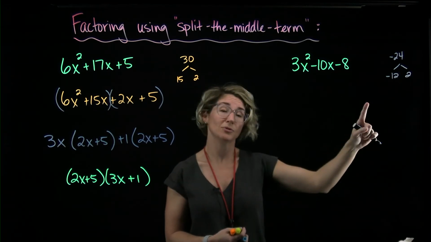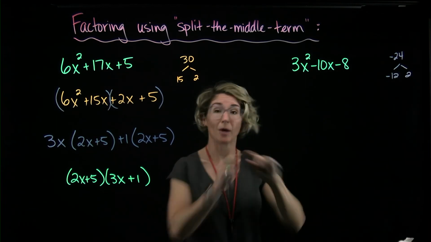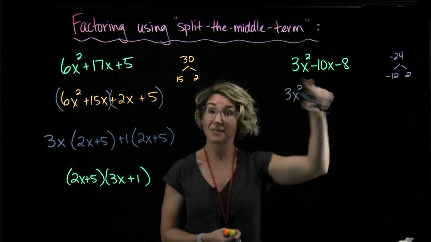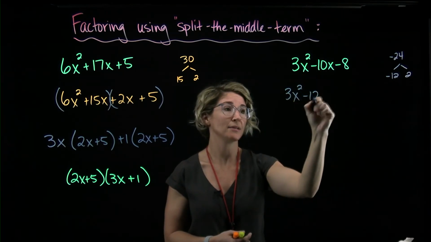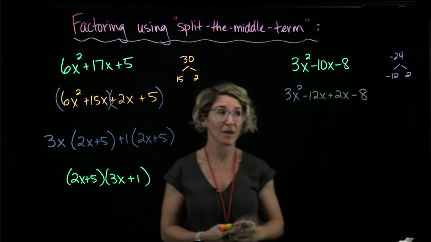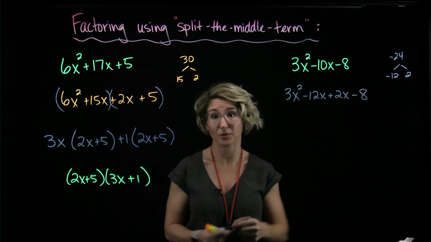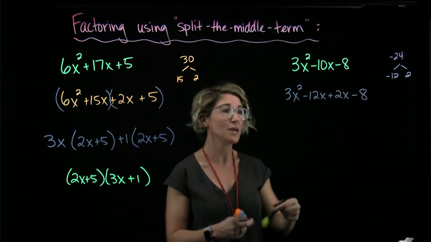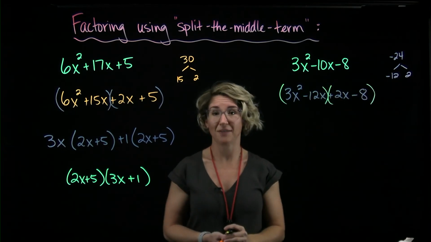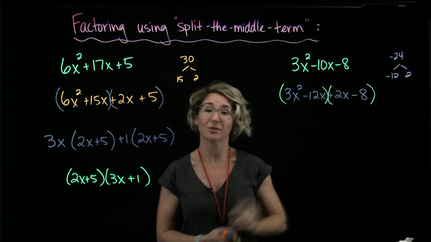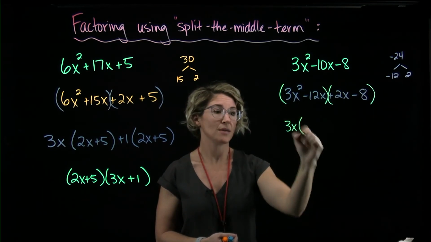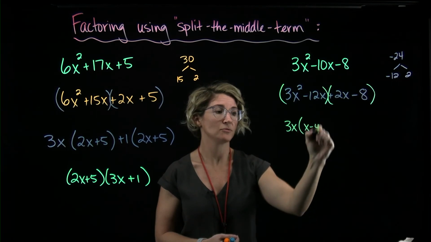So I'm going to use those 2 numbers to rewrite my original problem by splitting that middle term. I have the 3x squared, and instead of saying negative 10x, I'm going to call that a negative 12x plus a 2x. And then I have my minus 8 in the back. I now have 4 terms, and I can use the factoring method that we've learned called grouping. I'm going to group the first 2, I'm going to group the second 2, and I'm going to look for a GCF in each group. In this first group, it looks like I can take out a 3 and an x. When I take out that 3 and the x, I have an x minus 4 left over.